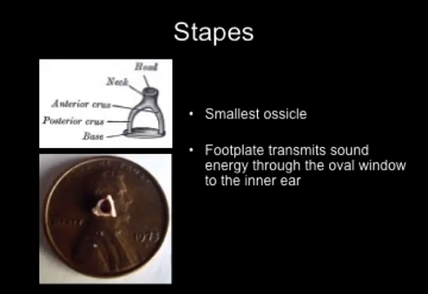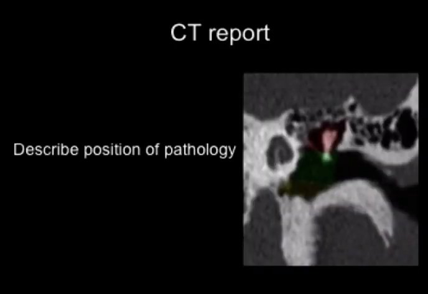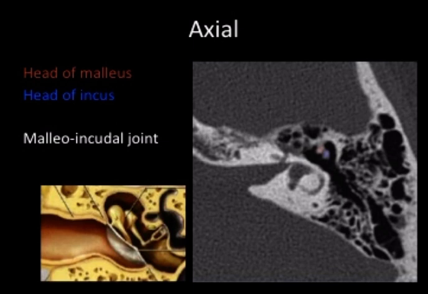That's just to show how tiny the stapes actually is. So the stapes foot plate onto the oval window. So yeah, describe the position of pathology. So I'm just going to run through the ossicles on an axial CT and then a coronal, and keep it hopefully straightforward. So I'm going from top to bottom.